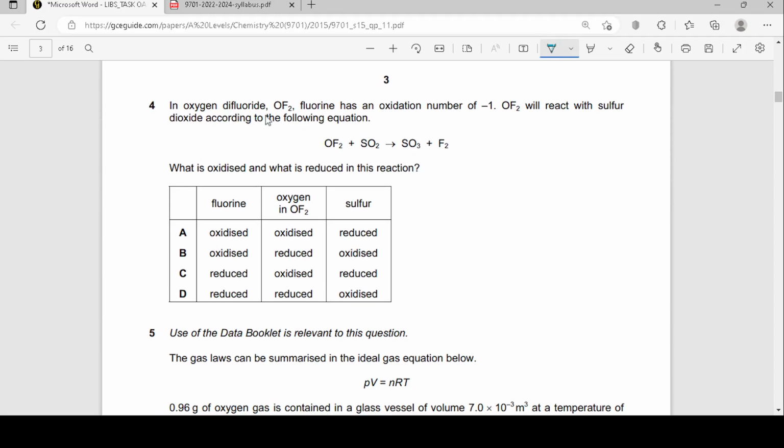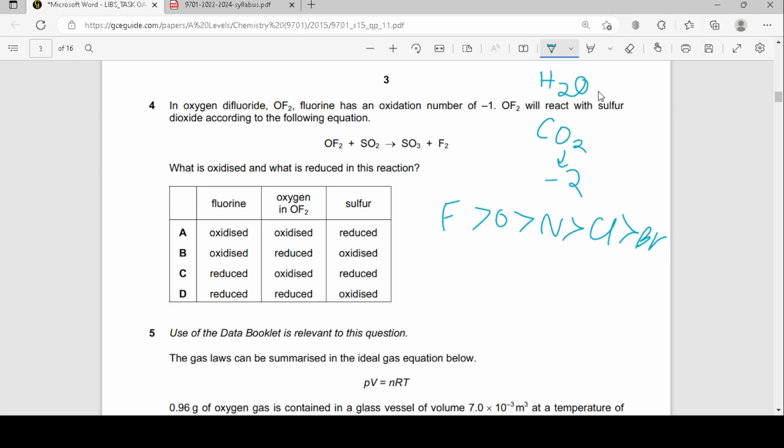In oxygen difluoride, OF2, fluorine has an oxidation number of -1. Usually, in H2O or CO2 or any compound, oxygen is the more electronegative element. It's actually the second most electronegative element. FONClBr, those are the five most electronegative elements. So oxygen is second.